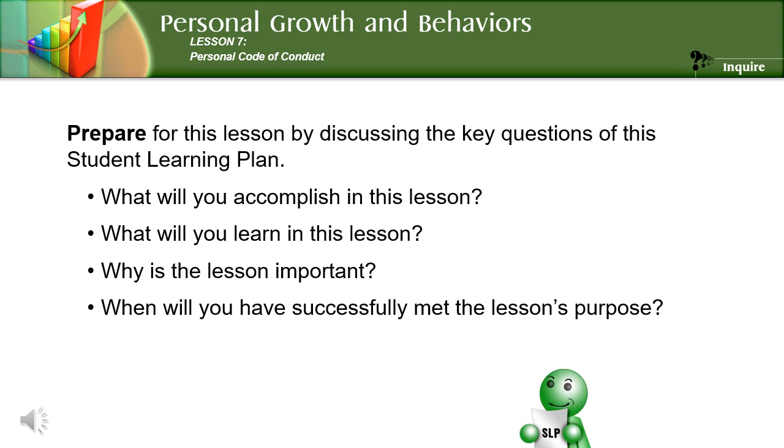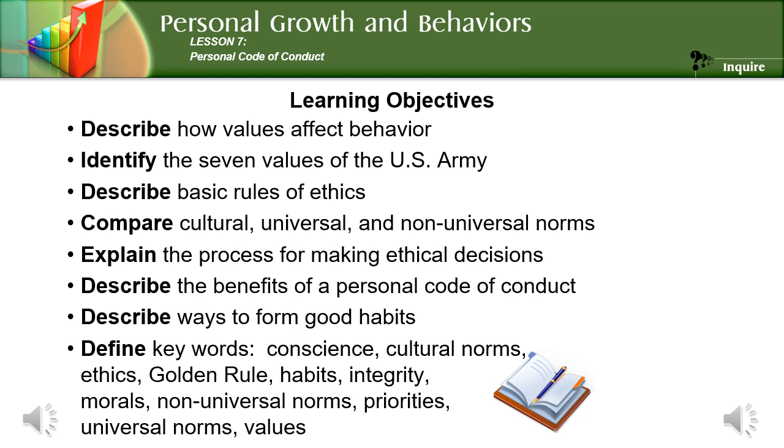In this lesson, you'll learn about making ethical decisions. You'll also develop a code of conduct to live by. Our learning objectives: describe how values affect behavior, identify the 7 values of the U.S. Army, describe the basic rules of ethics, compare cultural, universal, and non-universal norms, explain the process for making ethical decisions, describe the benefit of a personal code of conduct, describe ways to form good habits.